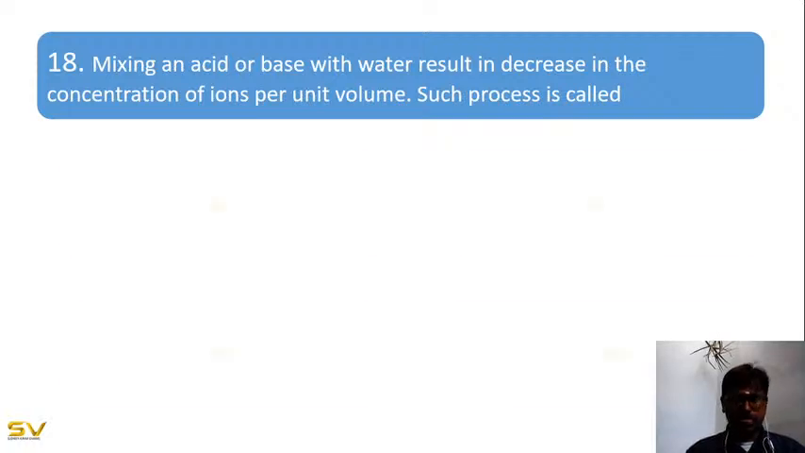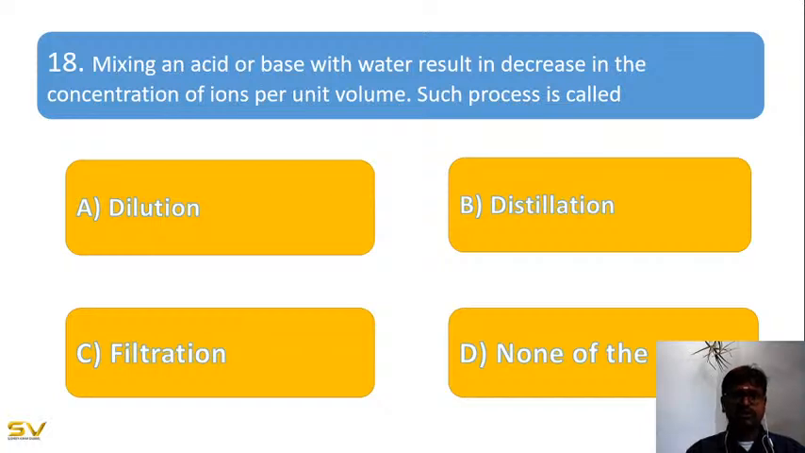Because when we add water to that, heat is liberated and the glass can break and it may cause harm. So that's why we need to add acid or base to water, not water to the acid or base. So by adding acid or base to the water, the concentration of ions per unit volume will decrease. So you can decrease H3O plus ions or OH minus ions. So what is that process called? A, dilution, B, distillation, C, filtration, and D, none of the above.